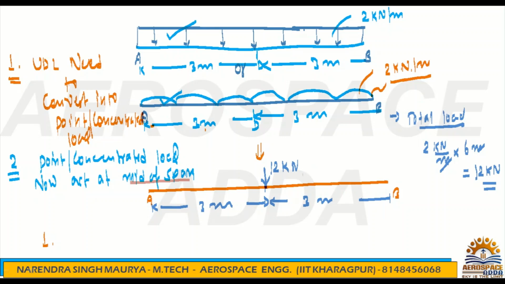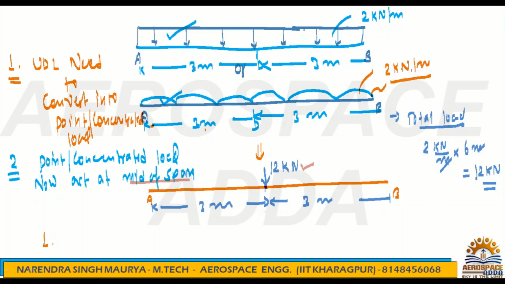So now you have done both things. You have converted UDL into concentrated load. Here I have told you how to convert. You multiply the UDL load by the total distance where it is acting. So it becomes 2 kilonewton per meter into 6 meter. Meter cancels, and you get 12 kilonewton load. And now this 12 kilonewton will act at the mid of span, where the UDL is acting, 3 plus 3, 6 meter. So the mid of the 6 meter becomes 3 meter, exactly at the mid. So this is all about UDL load.